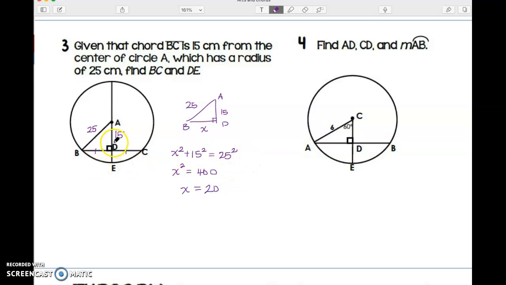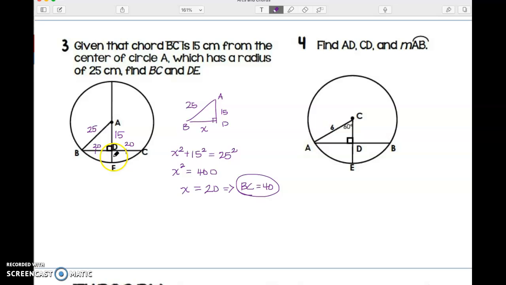And again, 20 is representing segment BD. So this is 20, which means that D to C also has to be 20. So that would mean that BC, so the whole chord, and again, this is where we have to be careful, they want the whole length, so the whole answer would be 40.